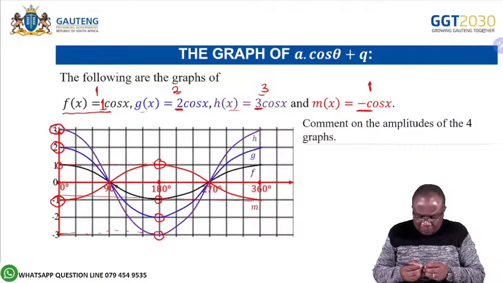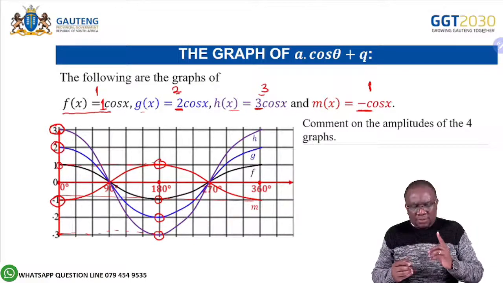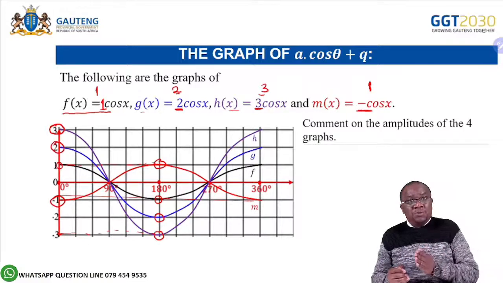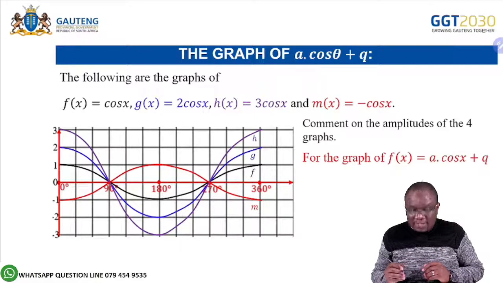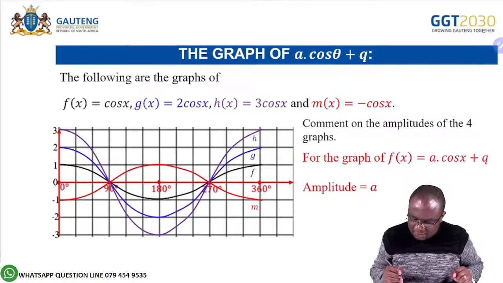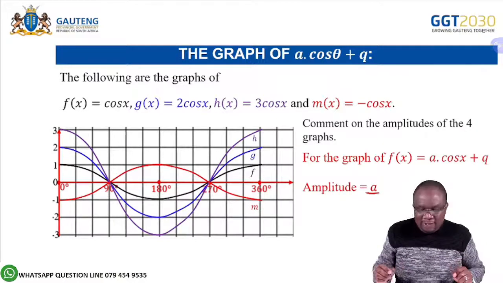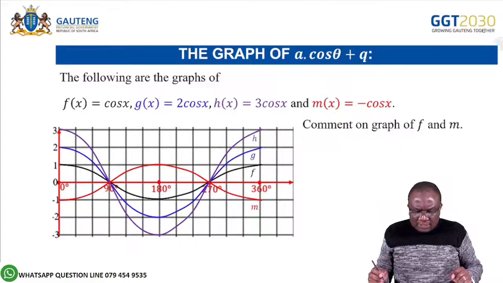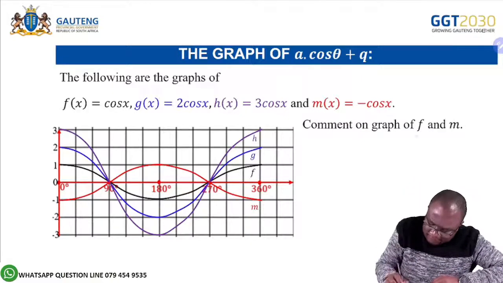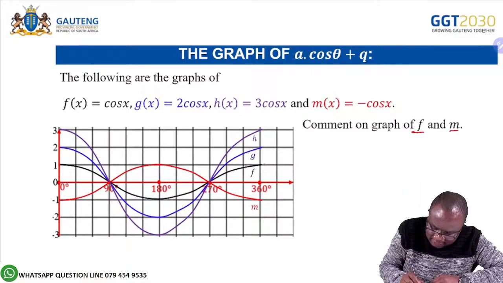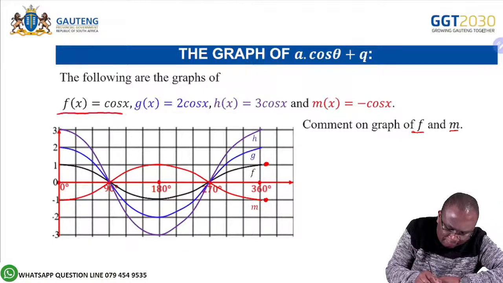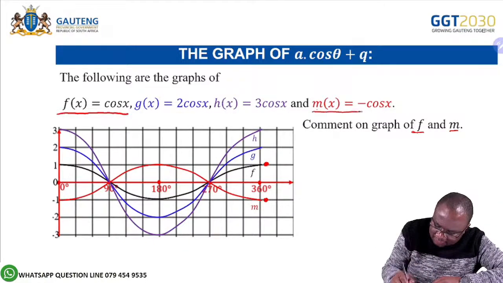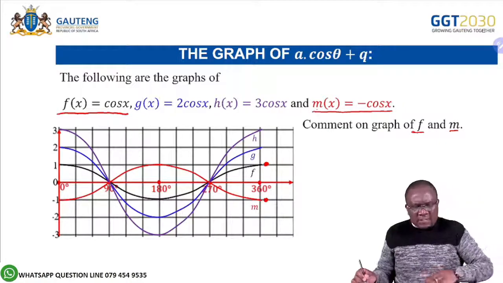Now, there's something else I want you to see here, but I'm just going to show you because of time. So for the graph of f of x equals a cos x plus q, the amplitude equals a if a is greater than 0. We want to see f and m. F is the black graph here, and m is the red graph. Do you see anything here? Let me highlight the equations. F of x equals cos x, and m of x equals negative cos x here.